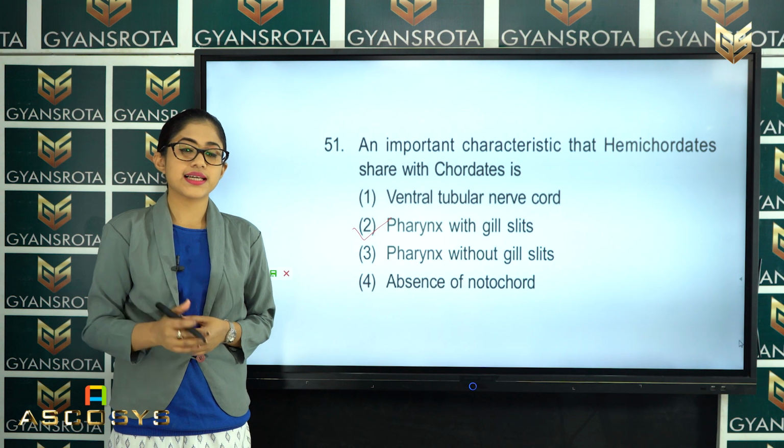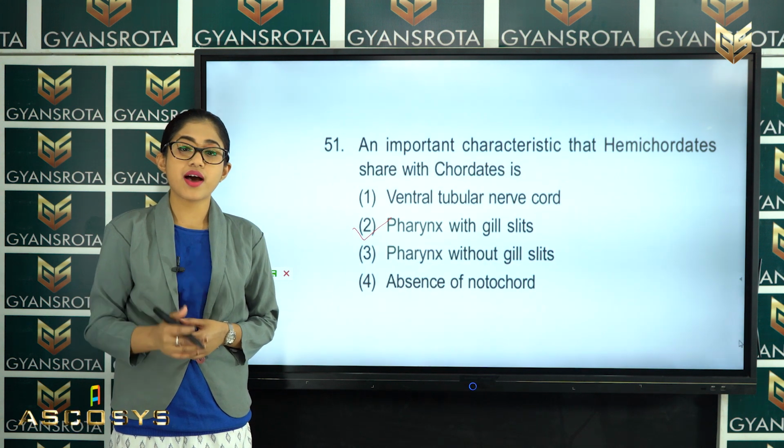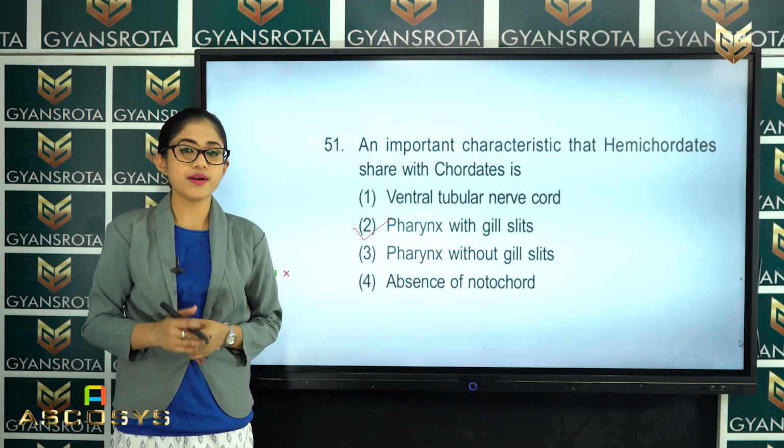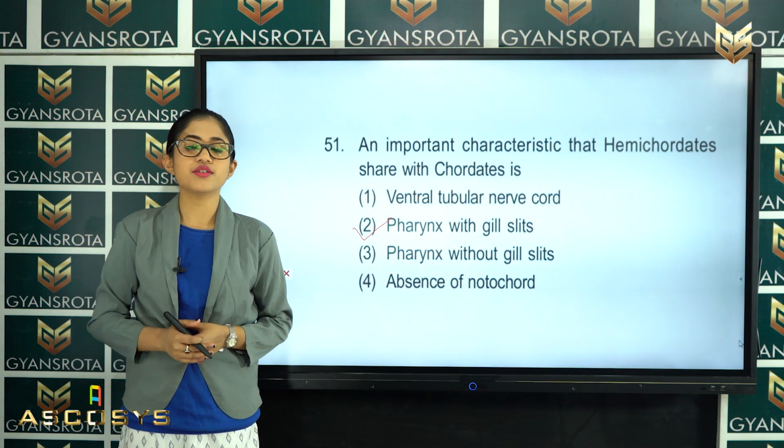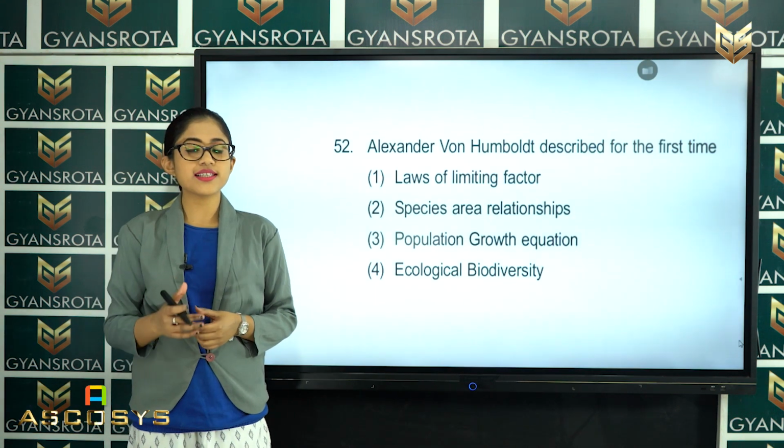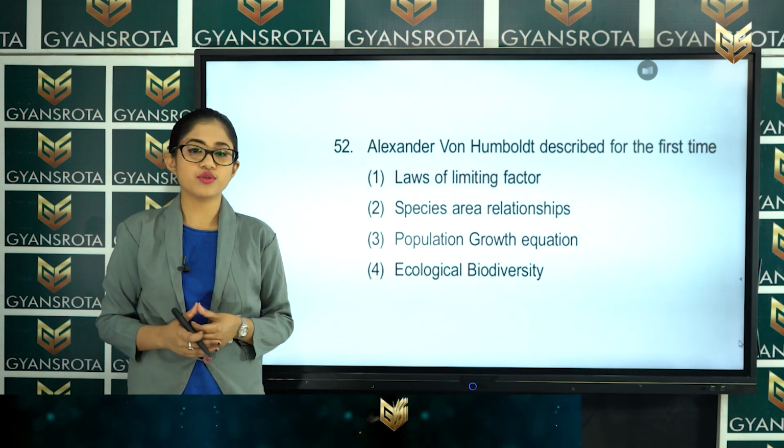This is the important characteristic, which is having a pharynx with gill slits. Okay? Alright. Now let's move on to the next question. Now in the next question you can see here question number 52.